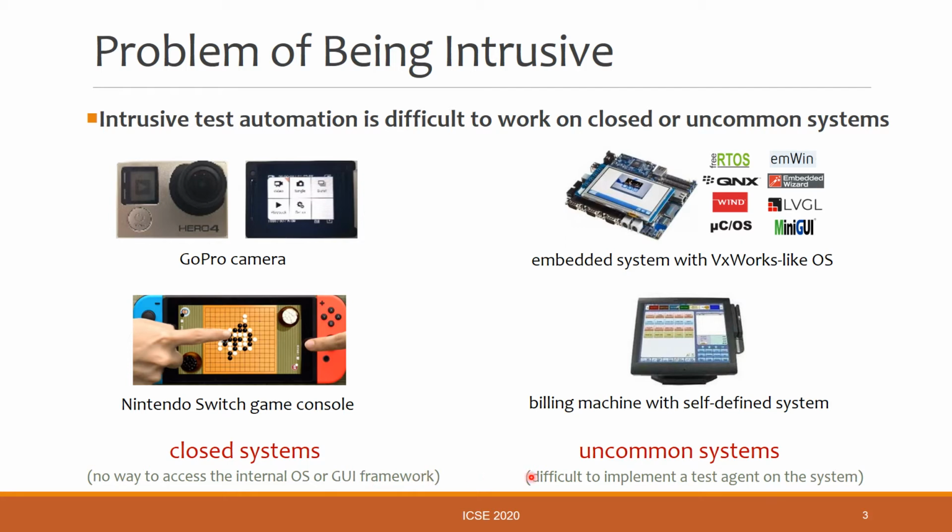For the uncommon systems, typical examples include embedded systems with VxWorks-like operating systems, or billing machines with self-defined systems. In such kind of system, maybe we can access the internal operating system of the device. However, because such systems are uncommon, unlike Android or iOS, it is difficult to implement a test agent on the system to enable test automation.